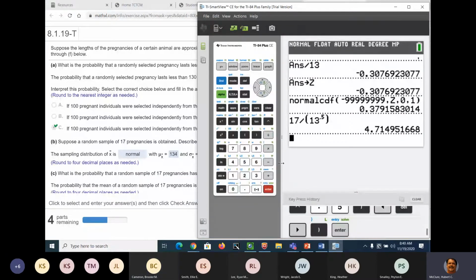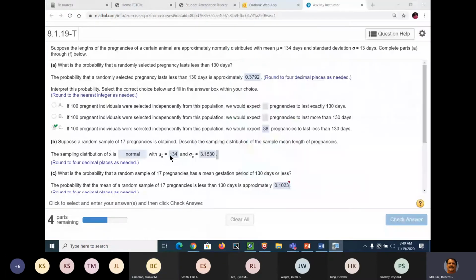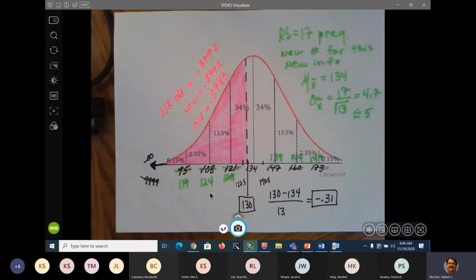All right, so I don't know why I can't get this. I don't know if that's the answer or not. I can't click on it. I really don't know, so I'm just going to keep on going. It says, what is the probability of 130 or less?